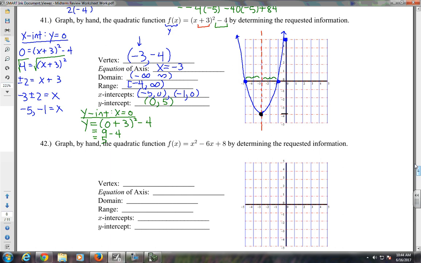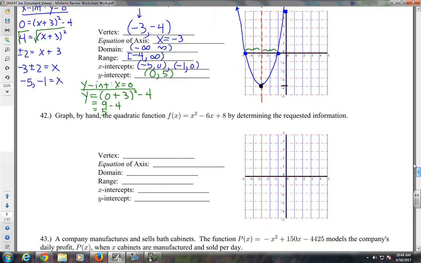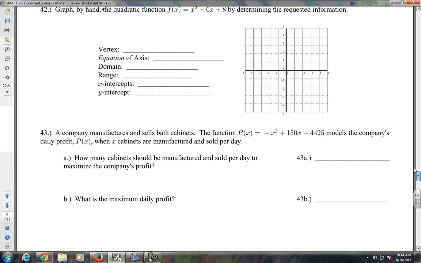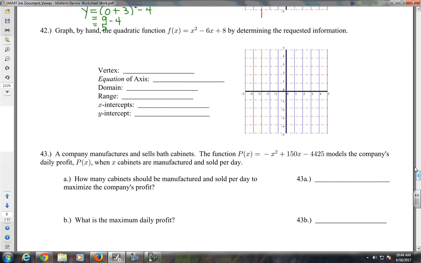Moving on to the next one, we're still going to be graphing a parabola, not by transformation, but by finding the vertex and the intercepts. Observe the format of this function. It's in the multiplied out form. So to calculate the vertex, I'm going to need my negative b over 2a formula. So the x value of the vertex is negative b over 2a.